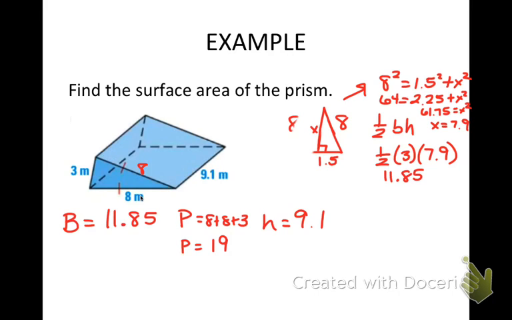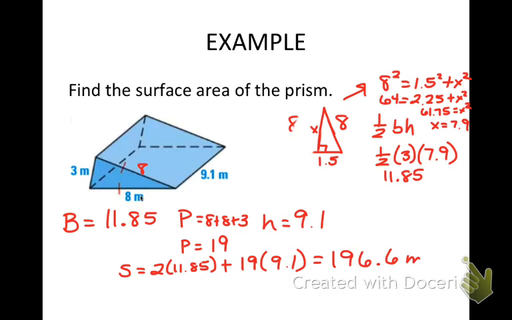Okay, now can we find the total surface area? Yeah. Plug those in. So S is equal to 2 times our B, which is 11.85, plus our perimeter times the height of the prism. So now it's just some fancy calculator work. 2 times 11.85 plus 19 times 9.1 gets us 196.6. What are my units? Meters squared.